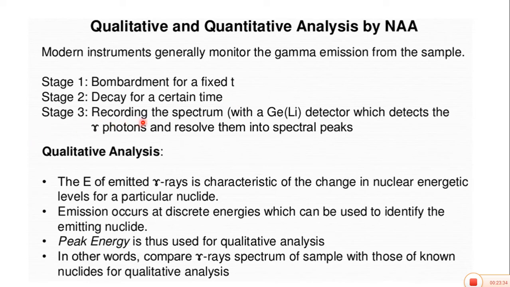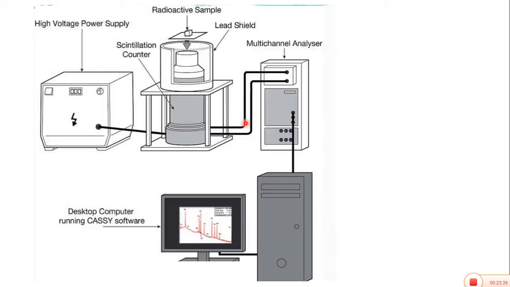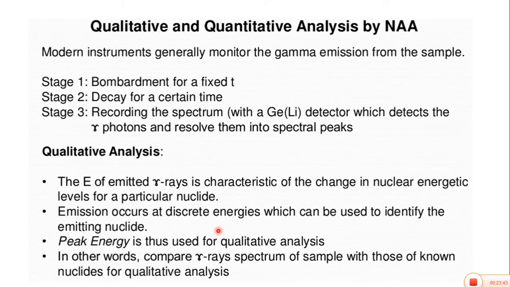And the third stage is regarding the spectra, as we have studied in the previous slide. We have recorded the spectra, and this spectra can be used for the qualitative and quantitative analysis. So when we are talking about the qualitative analysis, we should know that the energy of emitted photon radiation is characteristic of the change in nuclear energy level of a particular nuclide. It should be in your mind.